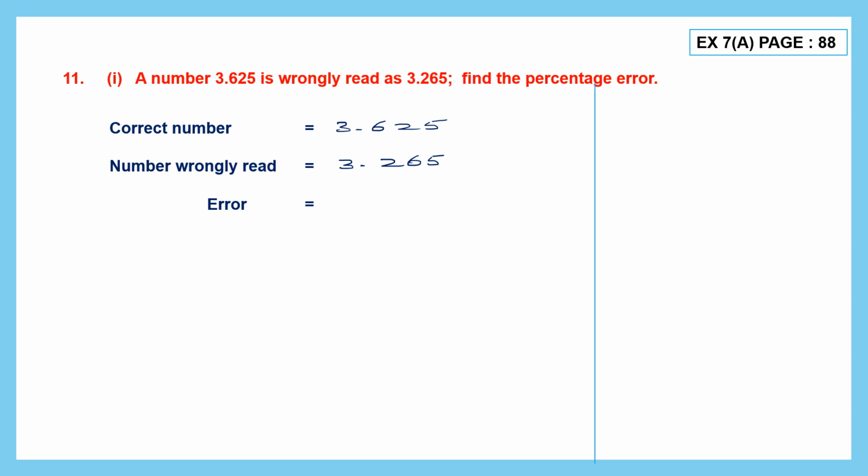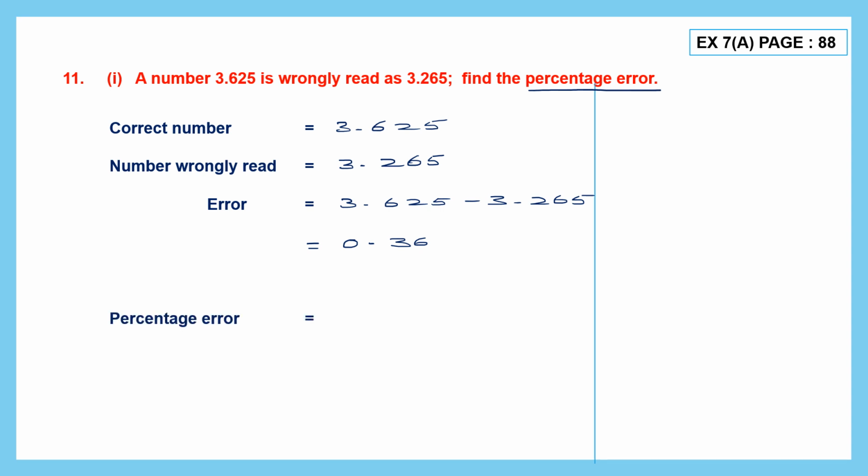Now we need to find the error. Now how do we first find the error? By subtracting these two numbers. That is 3.625 minus 3.265 will tell us the error. So let's subtract these two and see. So when you subtract these two, you get 0.36.